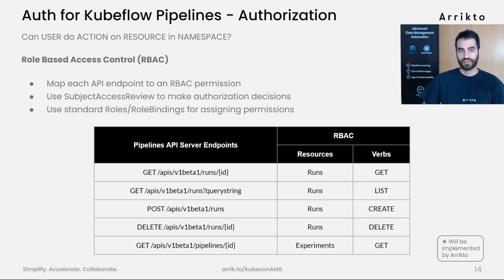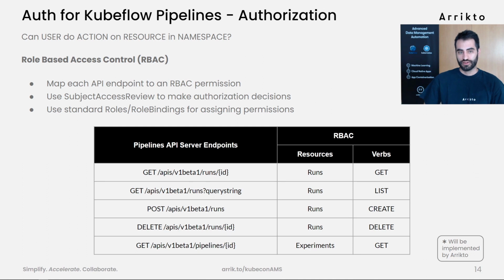After talking about the current way of doing authorization, let's also see where we want to go. The end goal for authorization is to map every Kubeflow Pipelines API endpoint to an RBAC permission. For example, we get the API's v1beta1 runs ID API call to get runs, and so on. The information about permissions lives in Kubernetes roles and role bindings, just like with native Kubernetes resources. Then permissions are checked using a subject access review call.